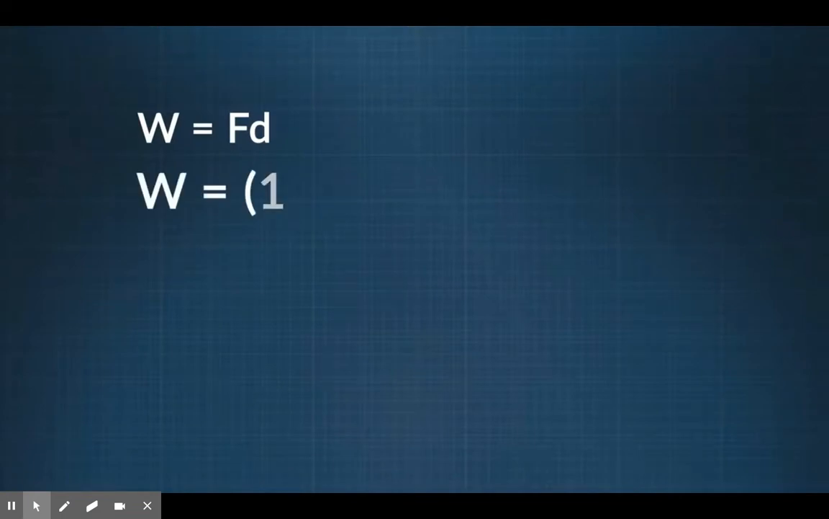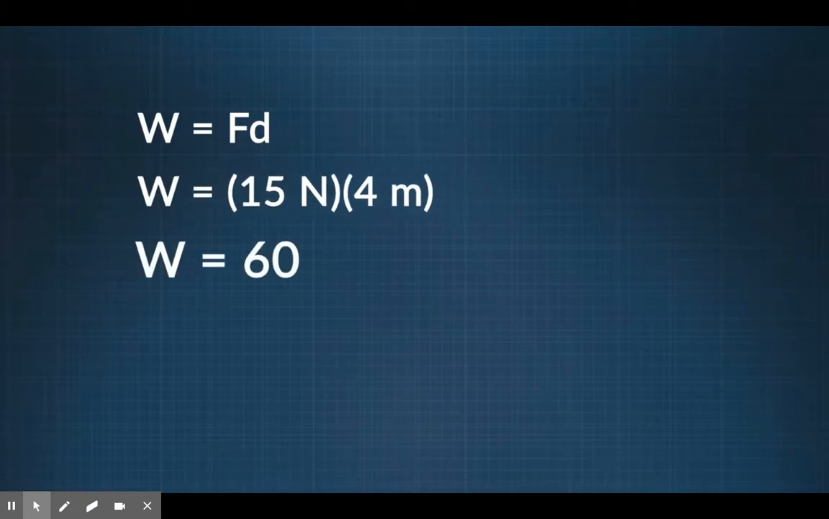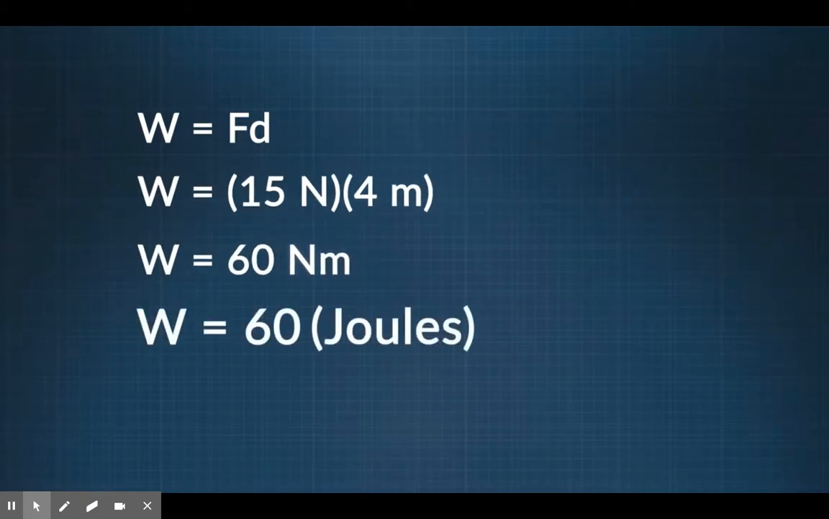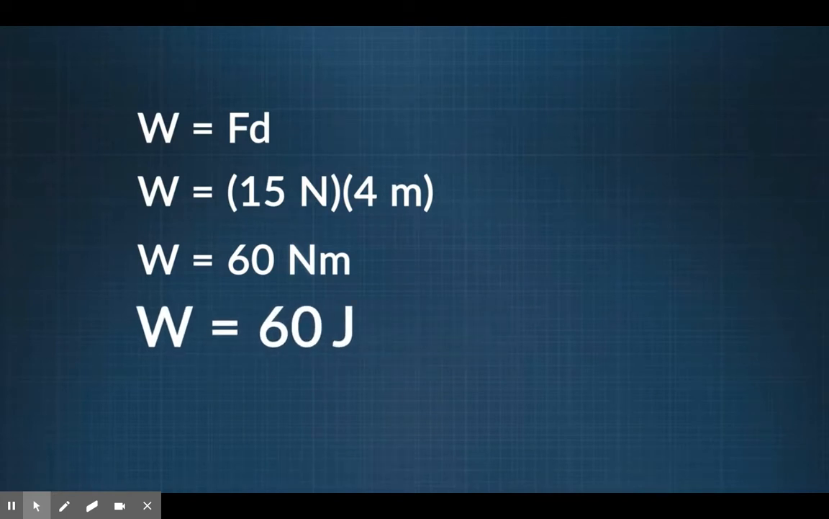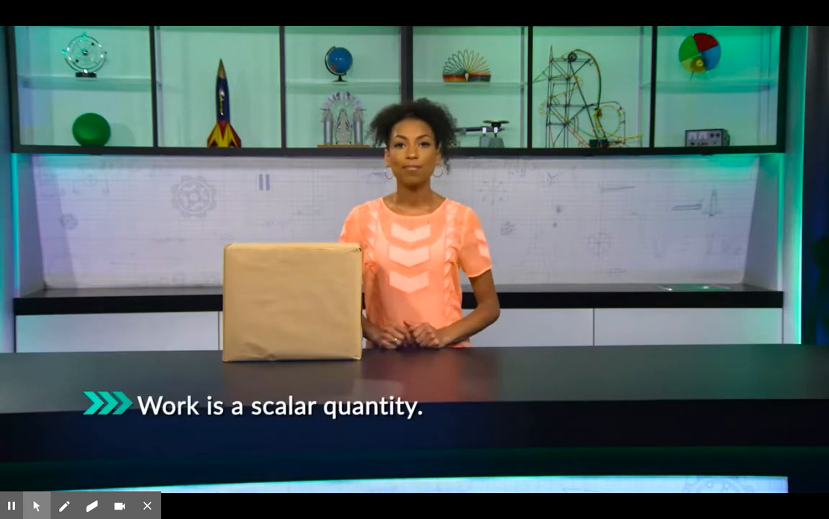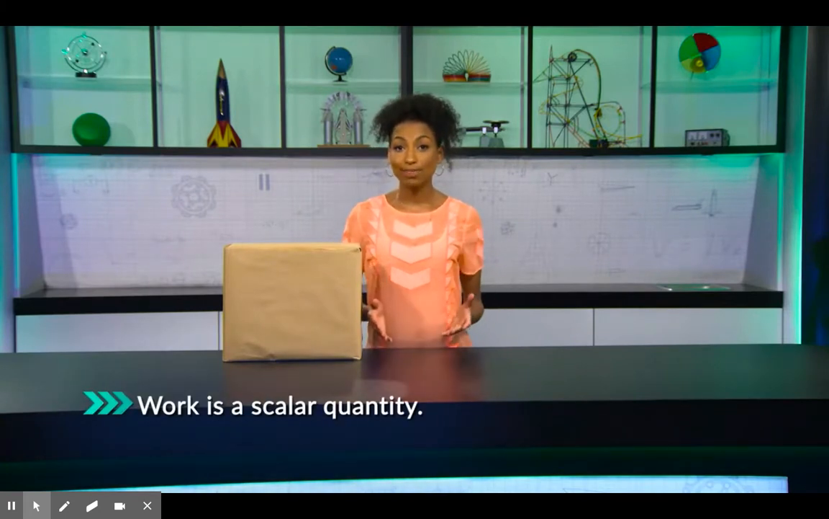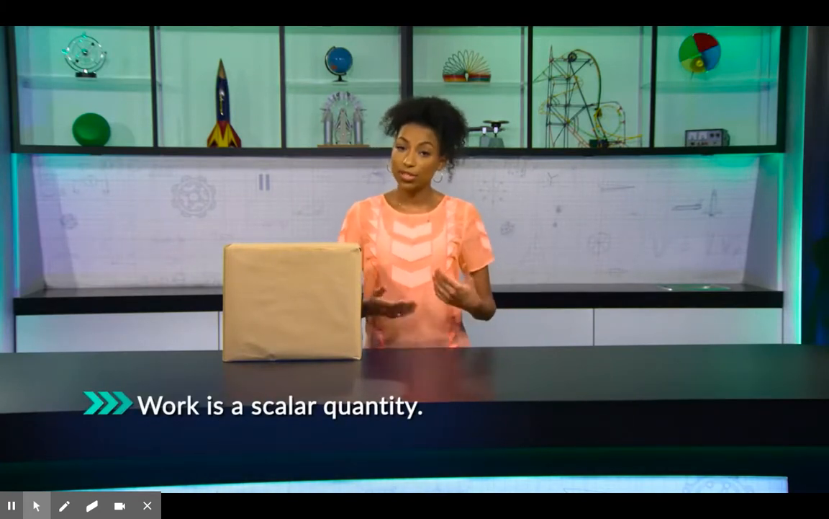If it takes 15 newtons of force to move an object 4 meters, then 15 newtons times 4 meters equals 60 newton meters. The combination of newtons and meters is called a joule. Capital J stands for joule. So it's 60 joules of work. Because a joule combines newtons and meters to make a new unit, it's a derived unit. Work is a scalar quantity. Even though it has no direction, it can be positive, negative, or zero.